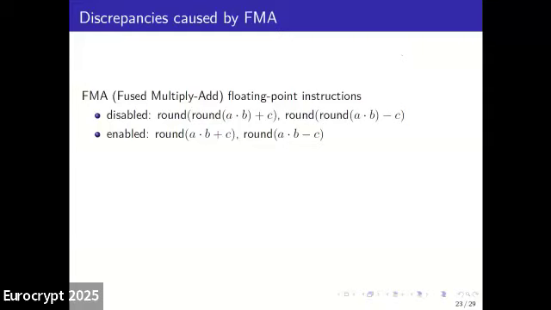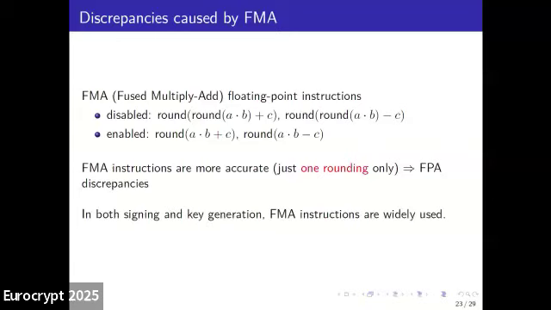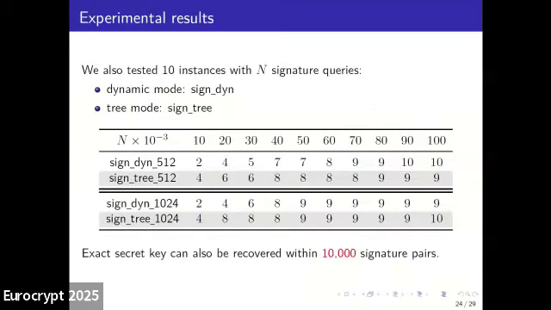And the other source is the FMA floating point instruction. This kind of instruction is more accurate by using only one rounding, which is also a source of floating point arithmetic discrepancies. In both signing and key generation, these instructions are widely used. So we also report the experimental results. The exact secret key can also be recovered within 10,000 signature pairs.